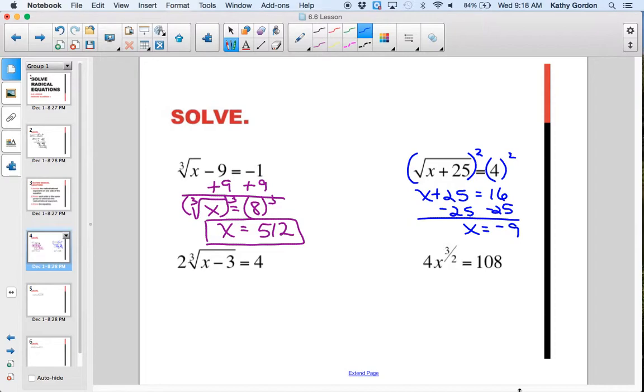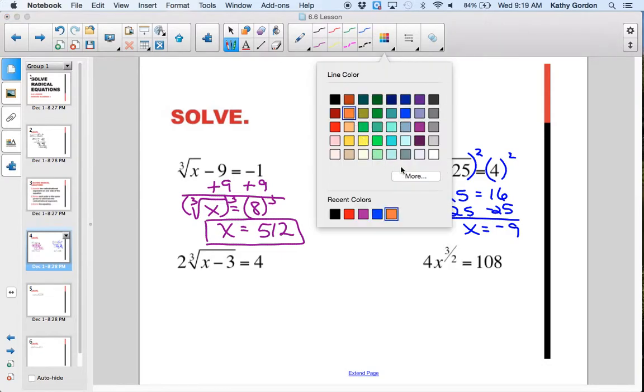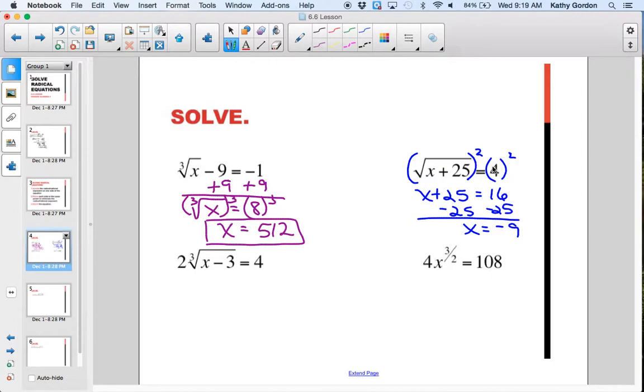You agree? Does it work? Yes. Getting a negative answer when you're dealing with radicals is not necessarily the issue. It's what happens when you put the answer back in that could cause an issue. If I put negative 9 back in for x, the negative 9 plus the 25 is going to give me 16, and the square root of 16 really is a positive 4, so it's all good. Now, let's do a little what if here for a second. What if this had been a negative 4?